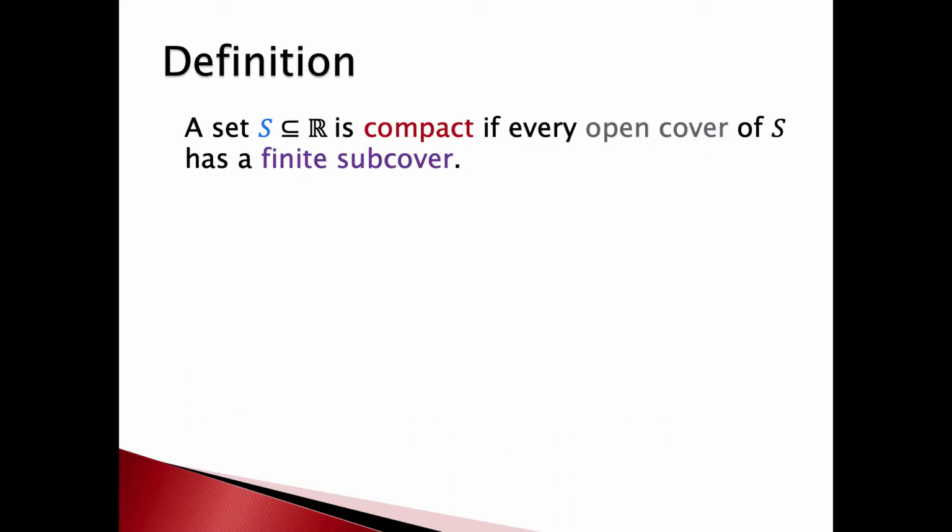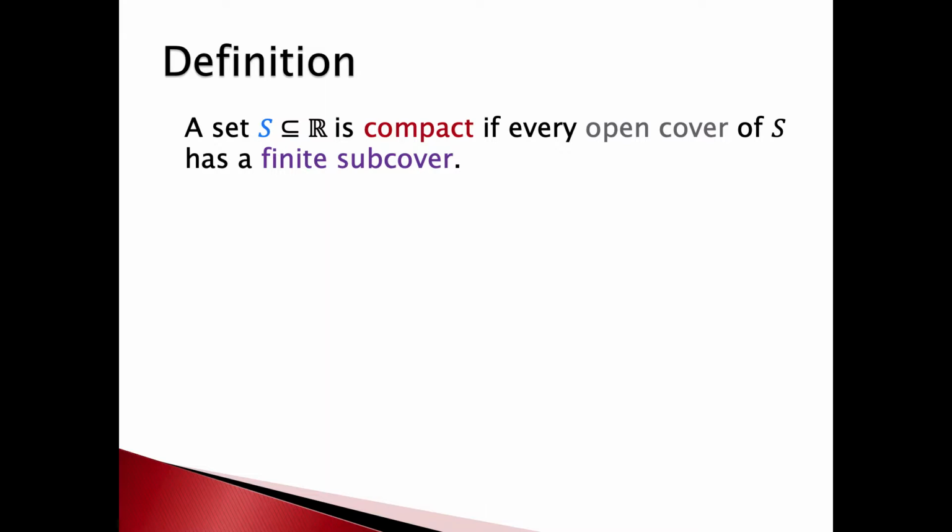Okay, so why do we do all of that? Well, it's for this next definition. So here's what we really want to define. We want to define what it means for a set to be compact. So a set S, which is in the real numbers, and say we still color it light blue, will be compact if every open cover of S has a finite subcover.